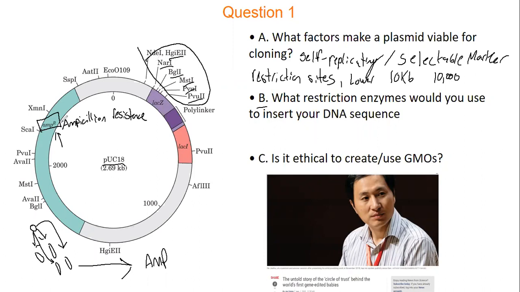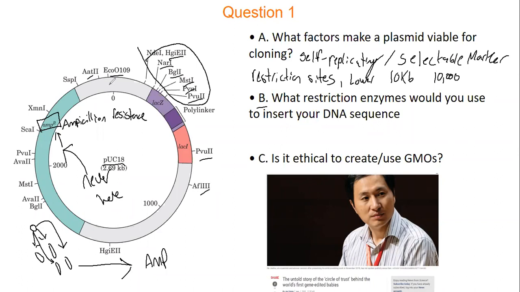What you do not want to do ever is put it in your selectable marker, because if you put your protein there, you have just lost ampicillin resistance and any cell that got your plasmid would now die. And you also want to try to avoid places that might not be turned on by your operon.